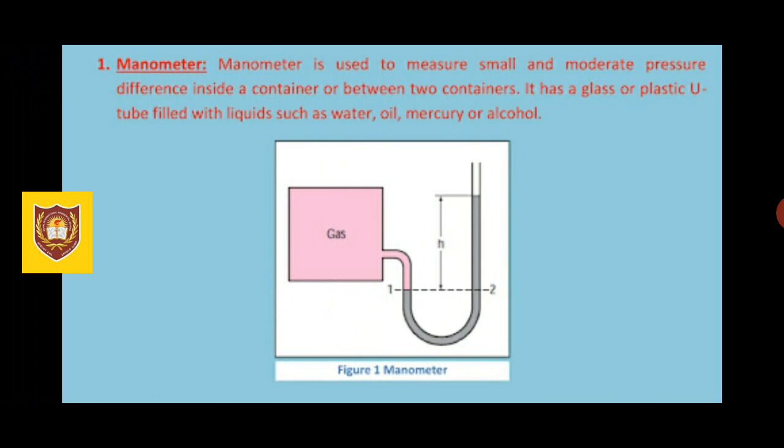The level of the liquid in the two arms of the manometer changes. The difference in the levels of the liquid in the two arms is a measure of the pressure exerted by the liquid on the rubber membrane. The more the difference, the greater is the pressure exerted. It has a glass or plastic U-tube filled with liquid such as water, oil, mercury or alcohol. The difference between the two levels of the pipe is the pressure.